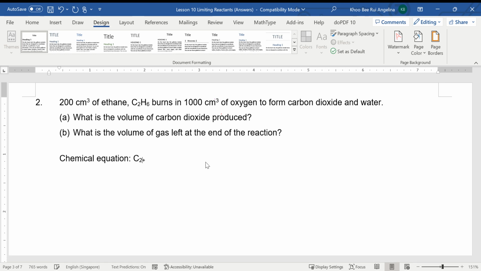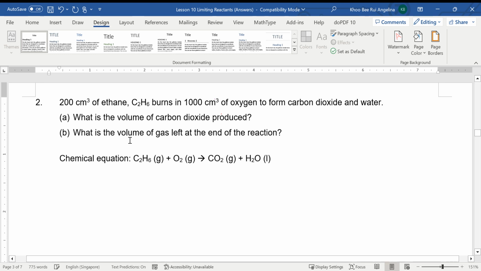C2H6 gas plus oxygen forms carbon dioxide plus water. Okay, so I'm going to balance the equation.